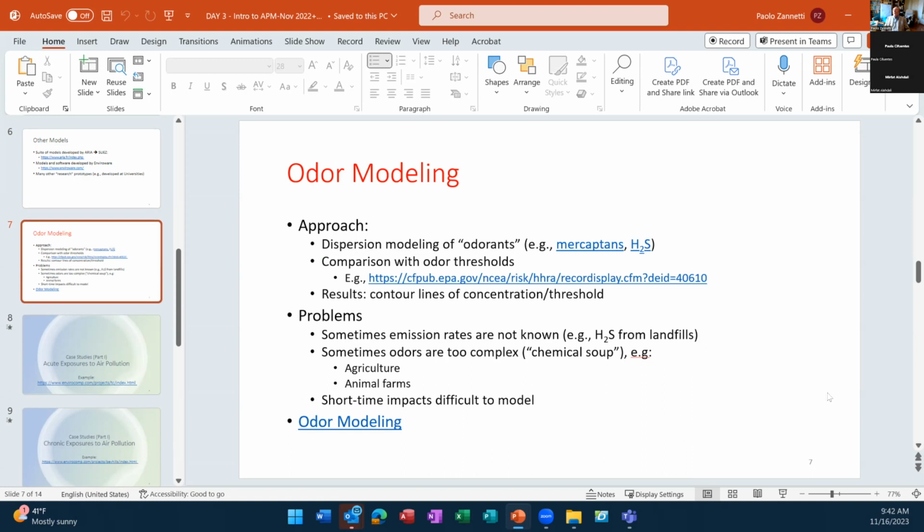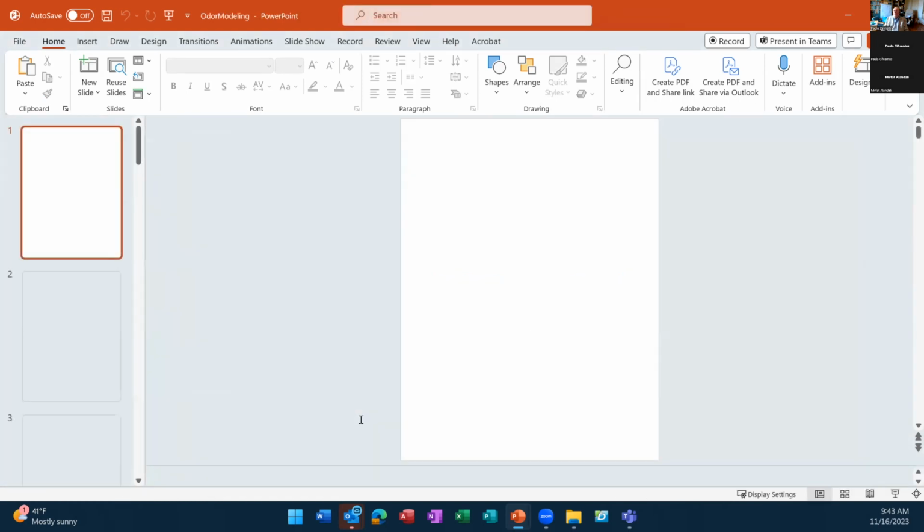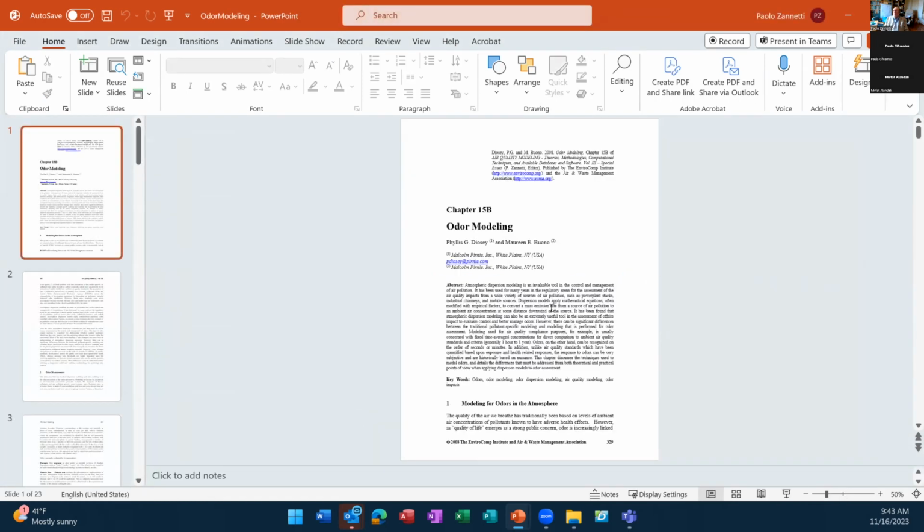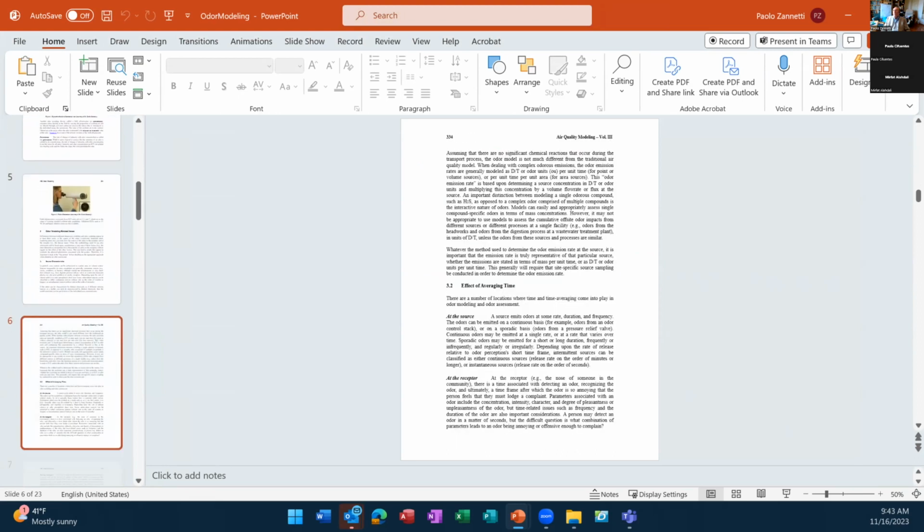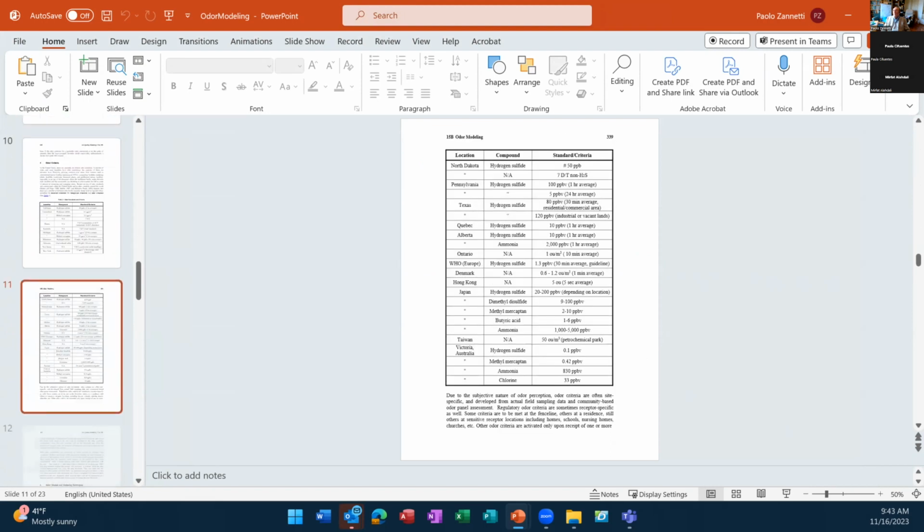So there are chemicals like mercaptans or hydrogen sulfide, H2S, that are quite odorous. They are called odorants because they may create unpleasant feeling of unpleasant odors. Odor modeling is not easy, and there is a full chapter here that you will be able to access. This is part of my books that are available on the web, and this is a good introduction, this chapter on odor modeling and odor measurements.